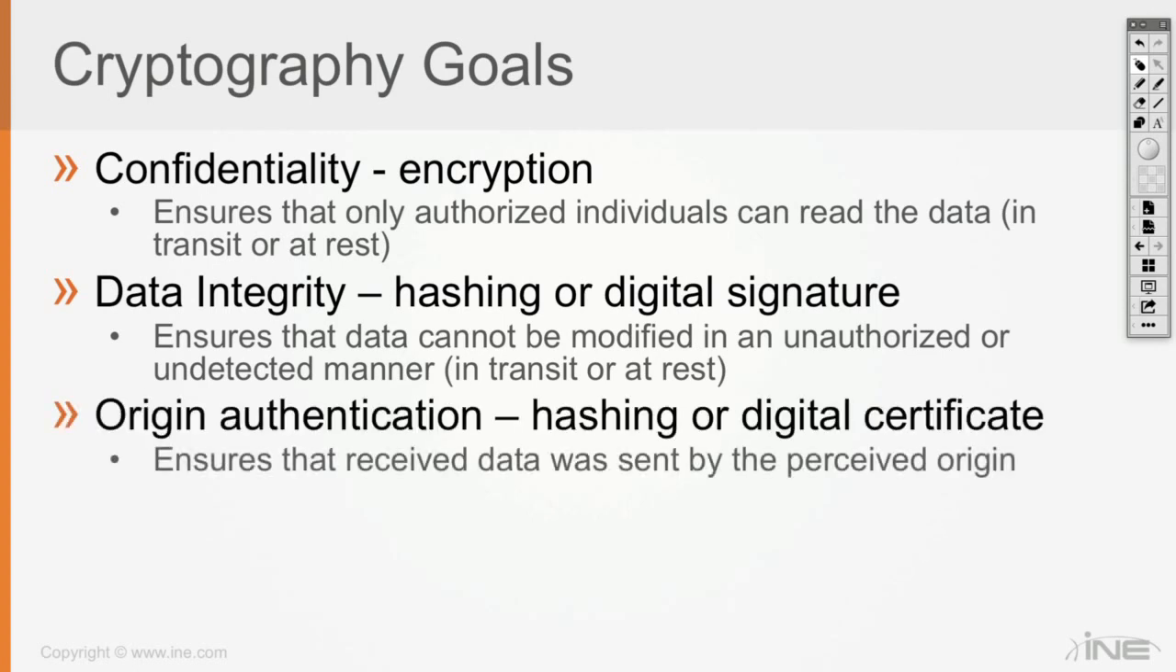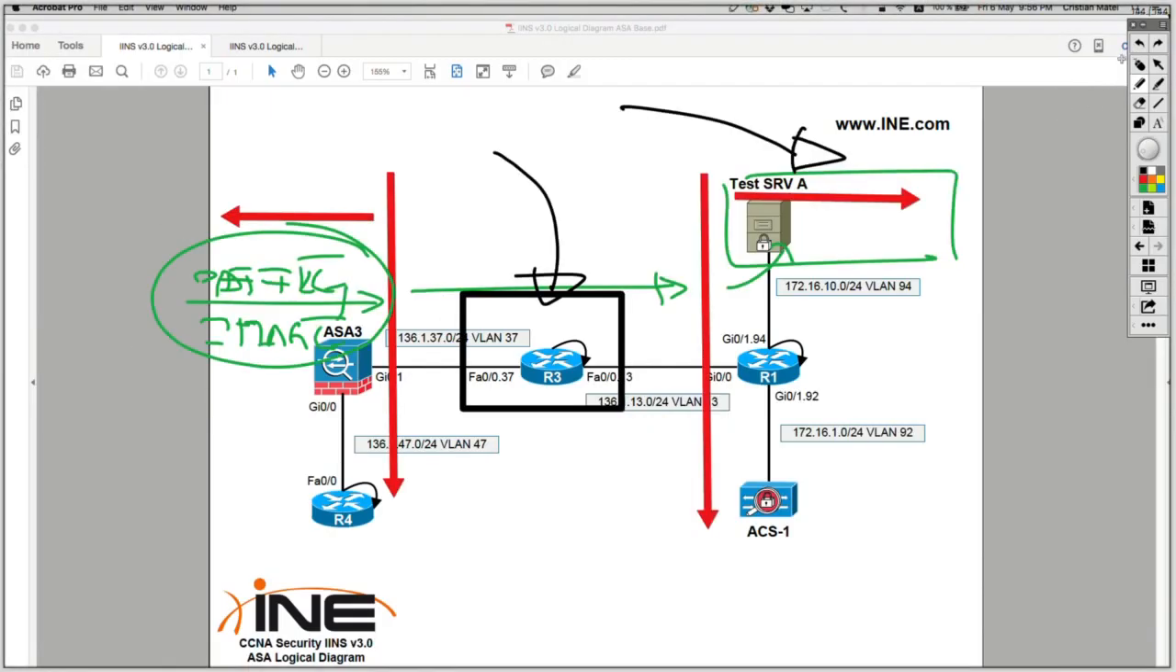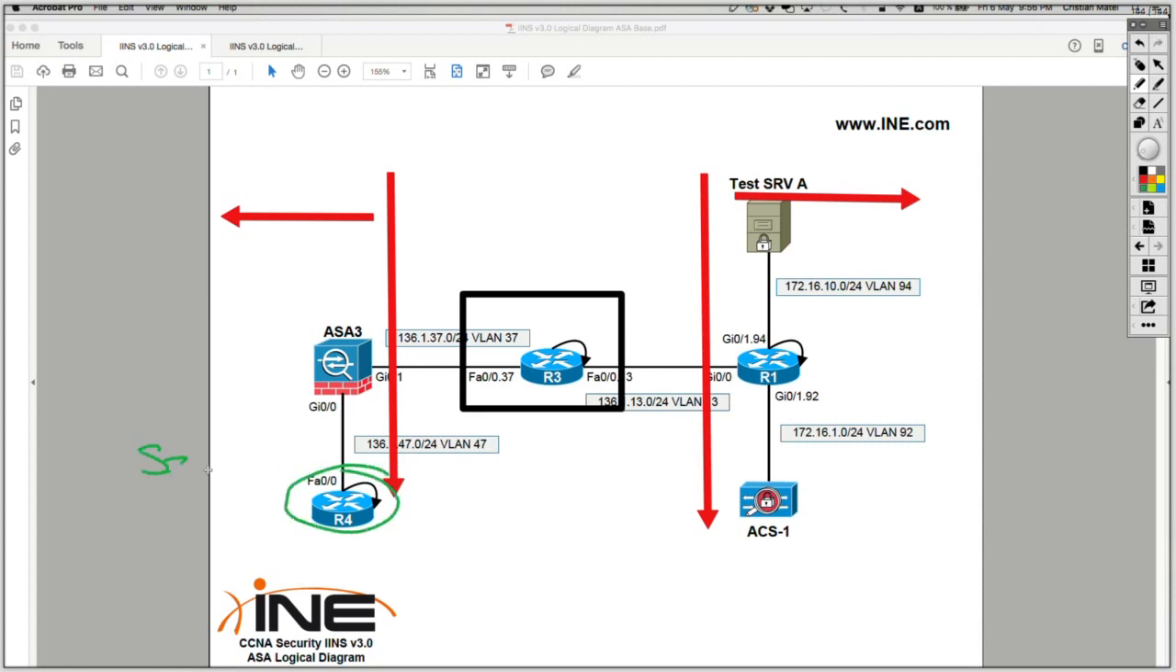And origin authentication would mean that you want to make sure that you receive the packet from the proper source, which likewise is going to be achieved through what is known as hashing, or through a digital certificate. So origin authentication would mean, looking back at the diagram and those two sides of ours, left and right, let's say traffic is being sent left to right from router 4. So for origin authentication, if traffic is being sent from router 4 with a source IP of, let's say, X, and is destined to server A with a destination IP of Y.